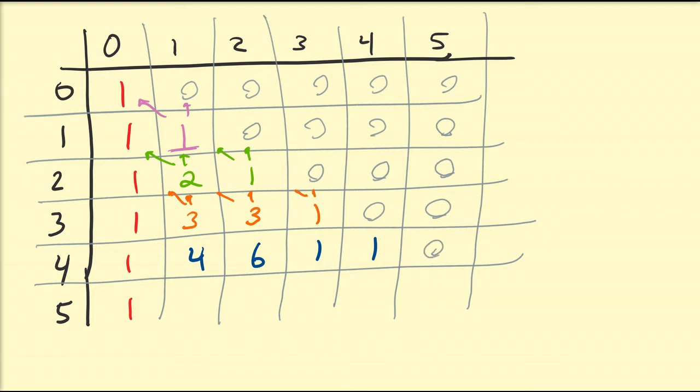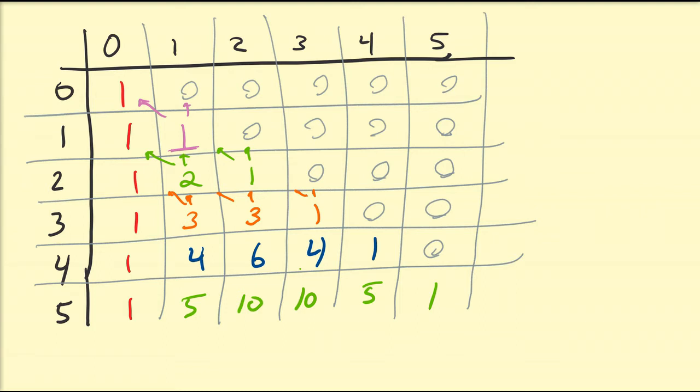And then lastly, 4 plus 1 is 5. 6 plus 4 is 10. 6 plus 1 is... wait a minute. Wait, 3 plus 1 is 1? No, that's not right. 3 plus 1 is 4. So 4 plus 1 is 5. And what do we have here? So 6 plus 4 is 10. 4 plus 1 is 5. 1 plus 0 is 1. And of course, everything to the right of that is going to be 0.